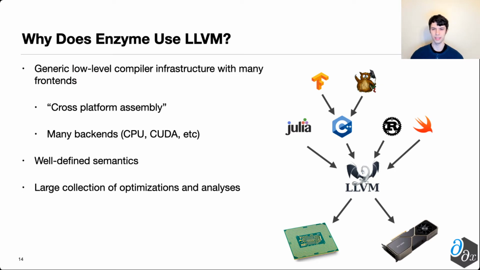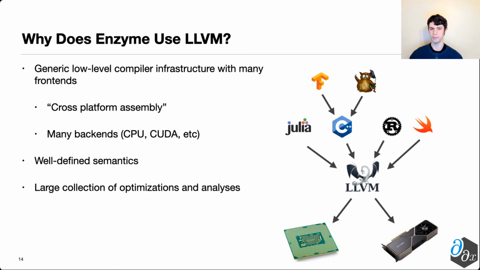Overall, you can think of LLVM as a generic cross-platform assembly with well-defined semantics for the operations, which makes it nice to differentiate, as well as lots of other nice things. Specifically, there's a variety of different front ends that all translate down to LLVM, so we can write differentiation in one place simultaneously for Julia, C++, Rust, Swift, and the likes. Similarly, LLVM has a variety of backends. Everything from CPUs to GPUs, from CUDA, etc., can be differentiated all in one place.